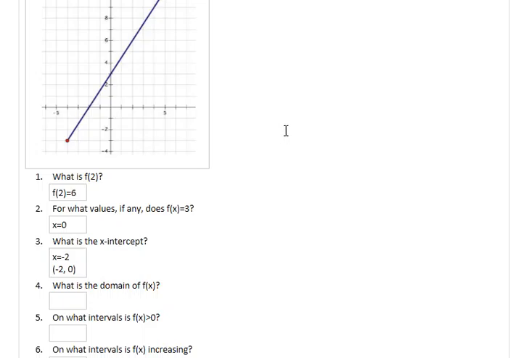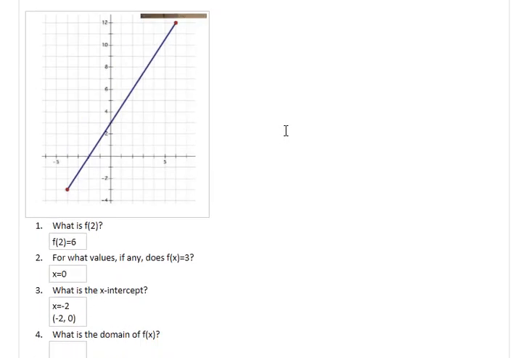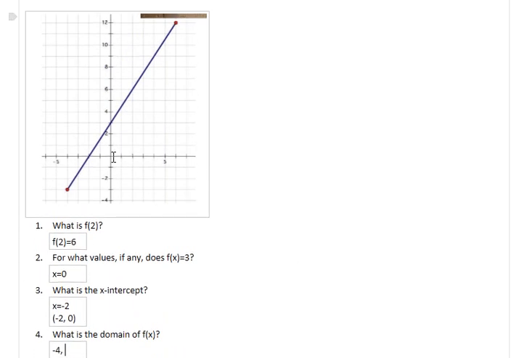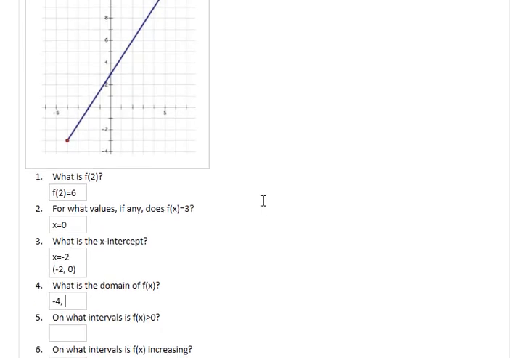What is the domain of f of x? Remember that domain is just a fancy word for our x values. We start with how far left it goes. Looks like it goes as far left as -4. Then we look over on the right. Right here, looks like that's at 6.